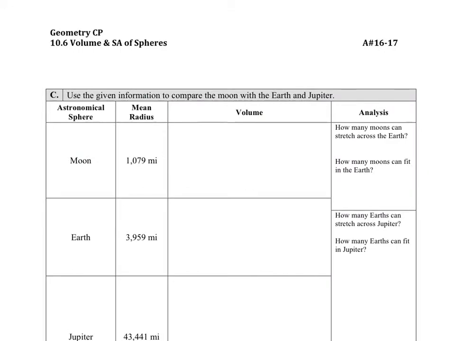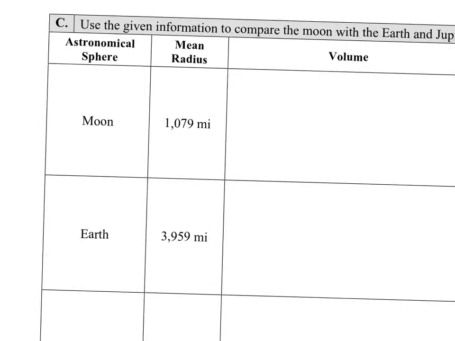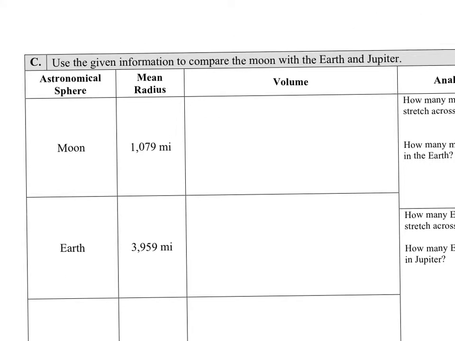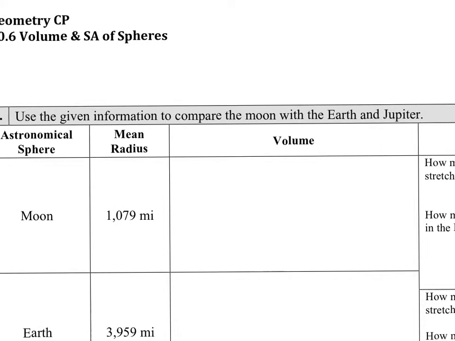So now I'll spend some time actually doing some application here. I'll walk through the first one with you. And notice when we are looking at this data given to us, we have to have some assumptions. Number one, we're going to use this given information to compare the moon to the Earth and Jupiter. It doesn't say how we're going to compare yet, but we are going to do two types of comparisons.